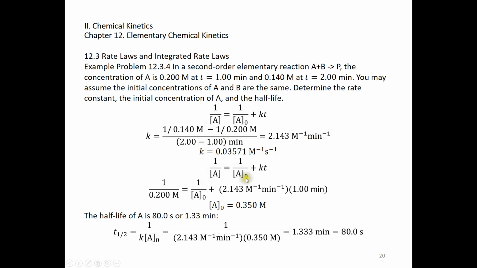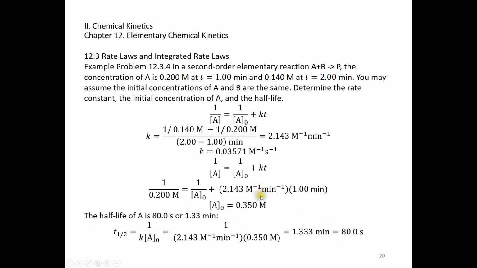We write out this equation. Again, we plug in the value of the concentration of A at 1 minute. We can solve for A naught. In this case, A naught is also 0.35 molar. The half-life is 1 over k times A naught, and this time we have 1 over k A naught. It's just the same value, 80 seconds.